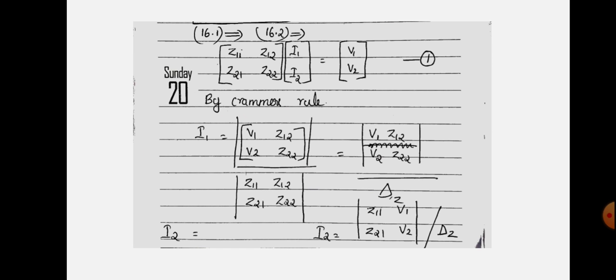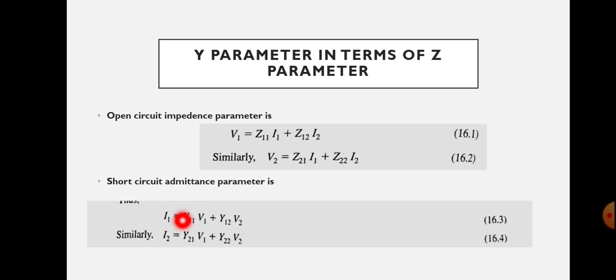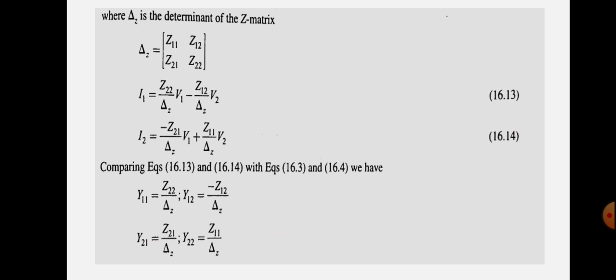Now you have to go to the equations for the y parameter, that is I1 and I2, equations 16.3 and 16.4. These are compared with equations 16.13 and 16.14, where I1 is expressed in terms of V1 and V2. Comparing with the previous equation 16.3, this stands for y11. So y11 equals Z22 by delta Z, y12 equals minus Z12 by delta Z, y21 equals minus Z21 by delta Z, and similarly y22 equals Z11 by delta Z.